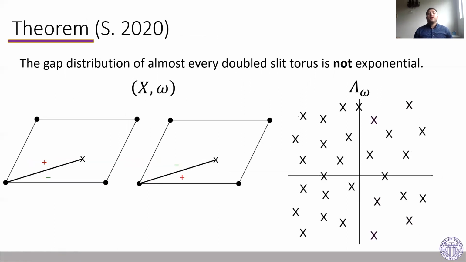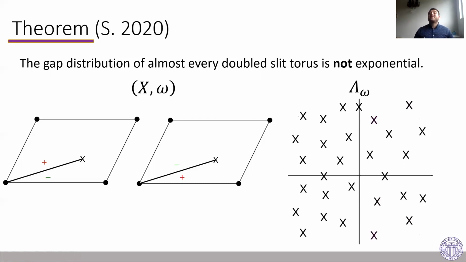And the big takeaway here is that the gap distribution of almost every double slit torus is not exponential, right? So what have we done so far? We started off with double slit tori, and we started looking at saddle connection paths on there. Each one of these paths is going to give rise to one of these checks here on the right side, corresponding to how much I've gone in the horizontal and how much I've gone in the vertical direction. And at a first test of randomness, this is a random set inside of R2, right? The angles are equidistributed. The angles are dense on the unit circle.